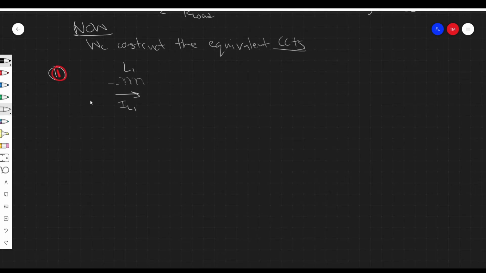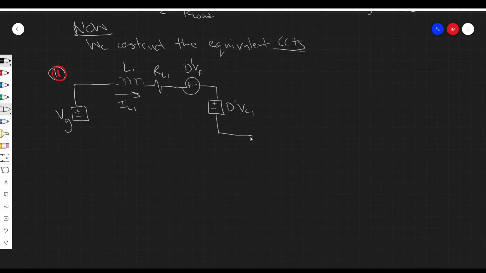So what do we have? We have our dependent voltage source, Vg, right? Then we have our imaginary inductor, which has some resistance, RL1. We have an independent voltage source, which is a loss. This represents a loss, which is D prime VF. We have a dependent voltage source, which is D prime VC1, right? Minus D prime VC1, if we consider this loop, we subtract off D prime VC1. And then we also have our final resistor.